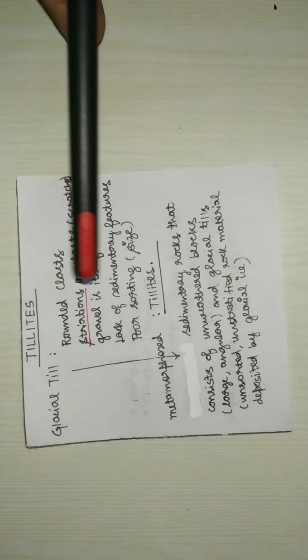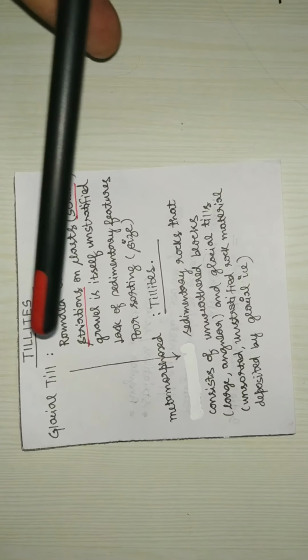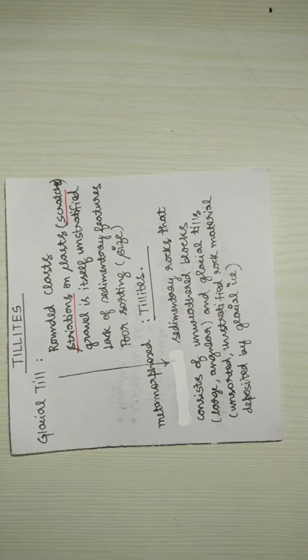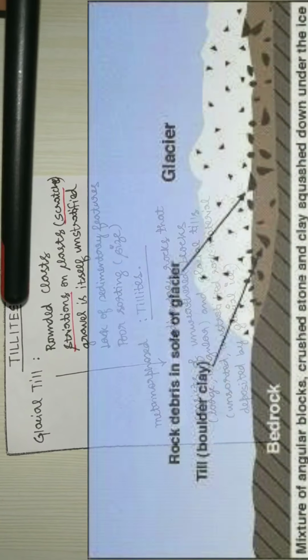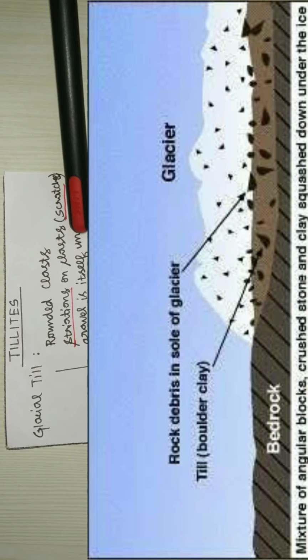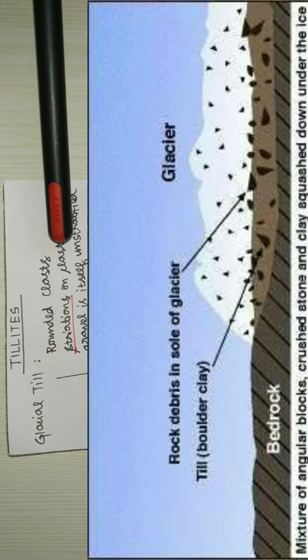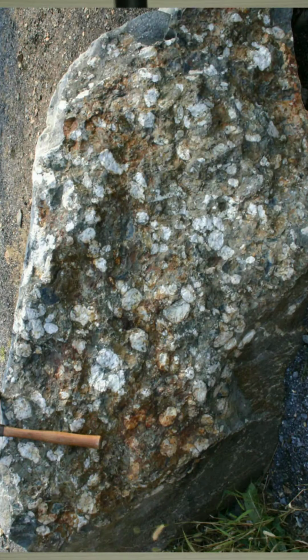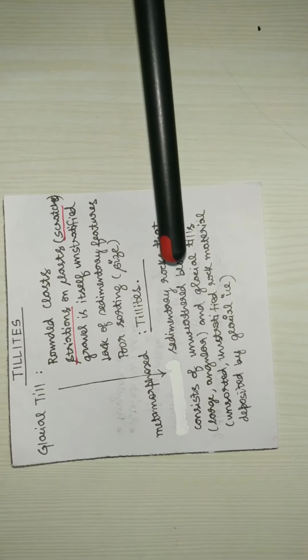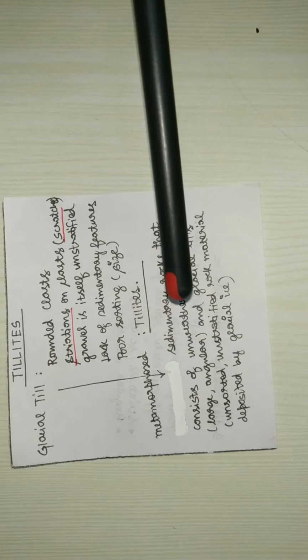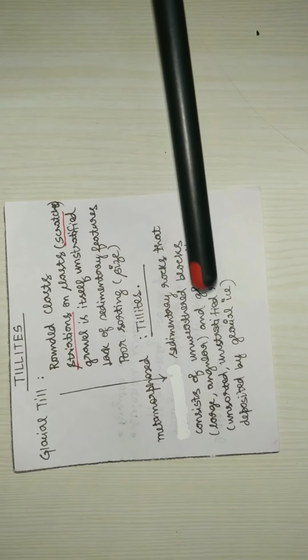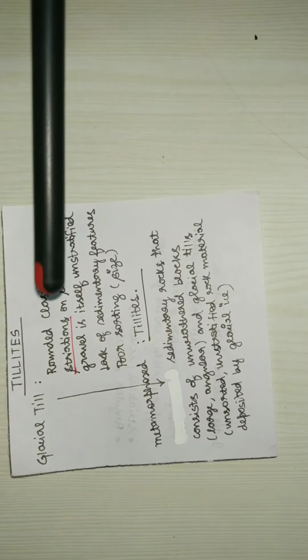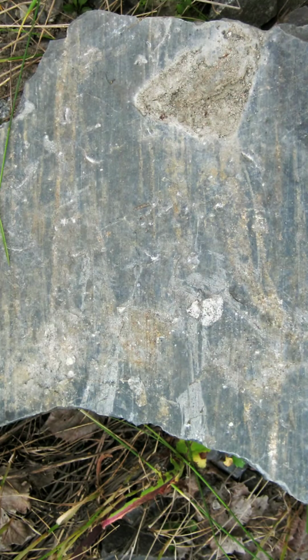The next are the tillite deposits. First is tills. Tills are rounded clasts, and these are deposited by the glaciers. Now when these deposits are metamorphosed, till forms into tillites. So these are sedimentary rocks that consist of unweathered blocks, large and angular, and they have the glacial tills. What are glacial tills? Unsorted, unstratified rock materials deposited by glacial ice.